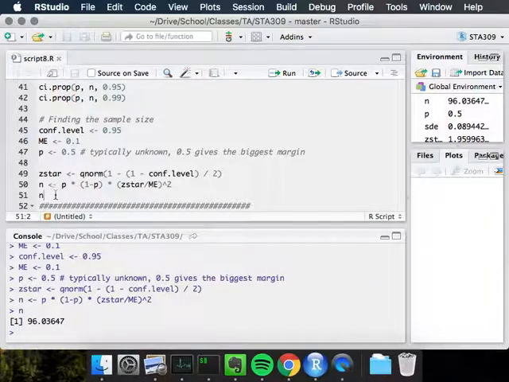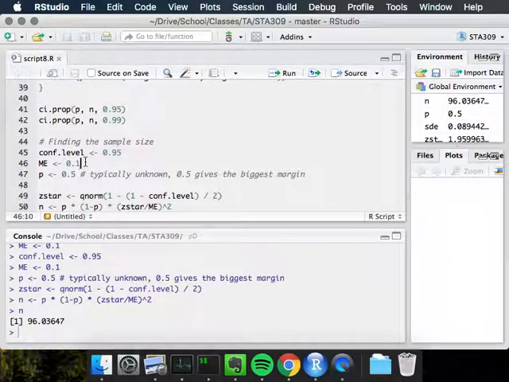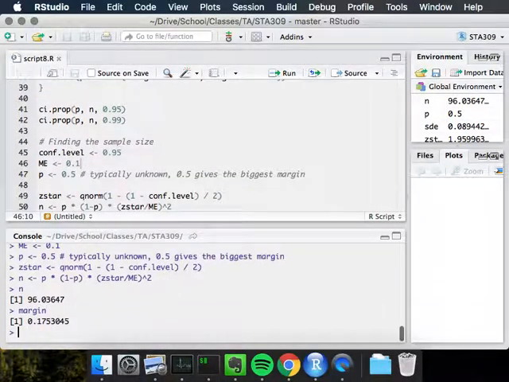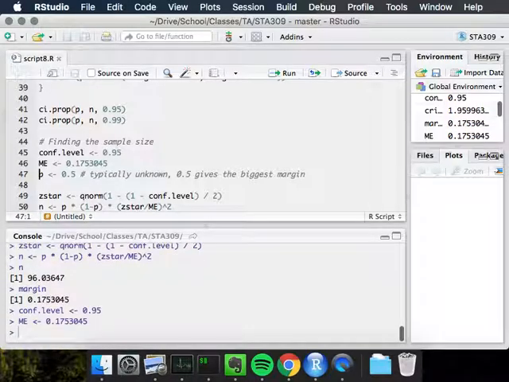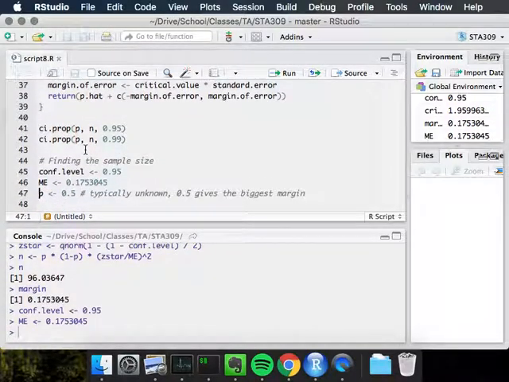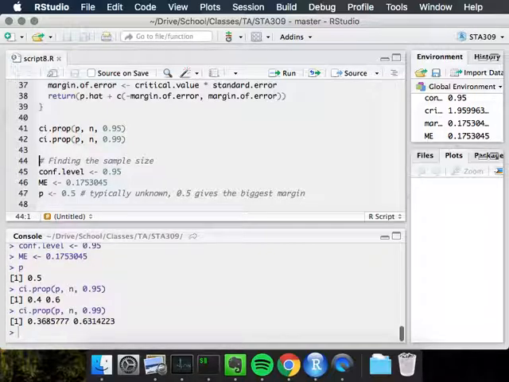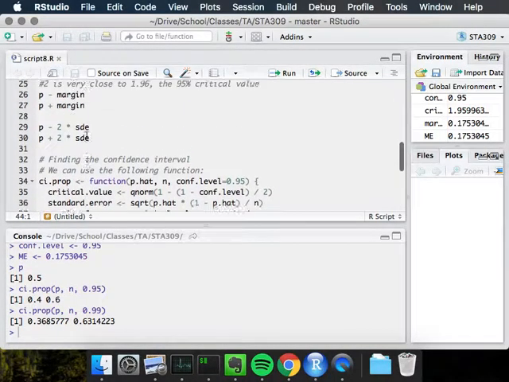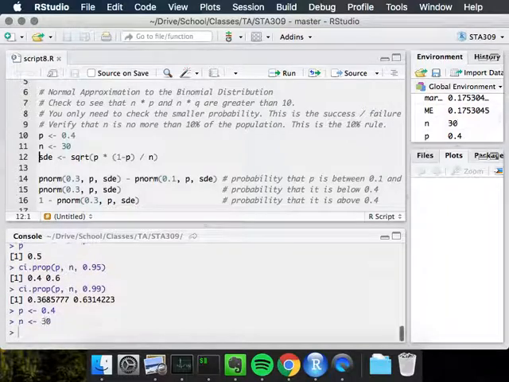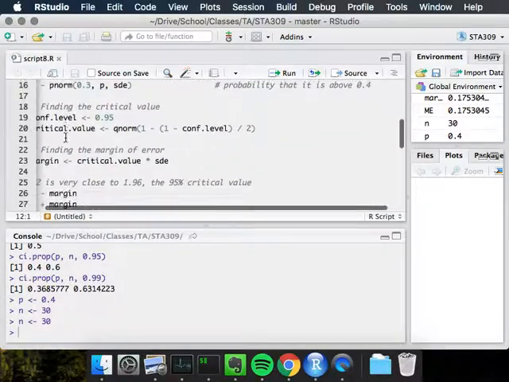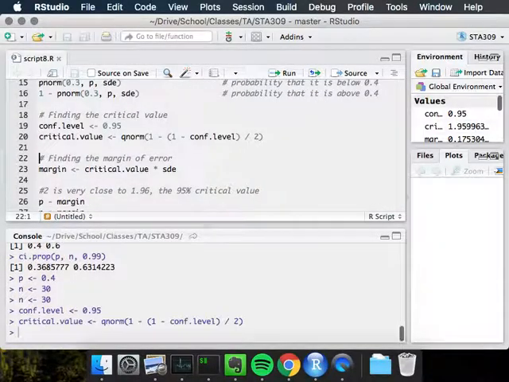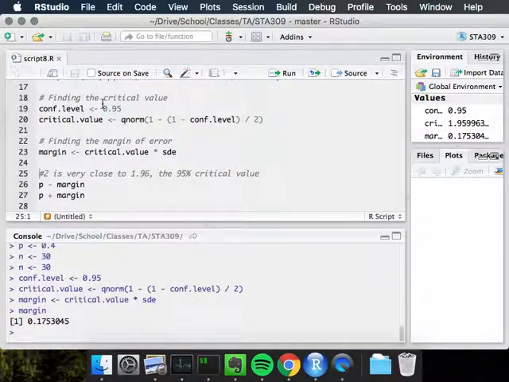So for example, if we have the margin from before, let's say that the margin was this. If I try this, I should get the n that I had before. In our case, p was something else. Oh, 0.4, right. We have p 0.4, we have n of 30, and then we want to find the margin. So the margin would be 0.175.